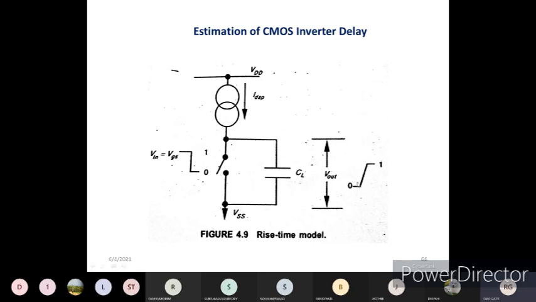So this is the circuit we are going to use in order to calculate the rise time value of the CMOS inverter delay. Okay, so I request all the students to please kindly note down this diagram. Please make a note of this diagram.